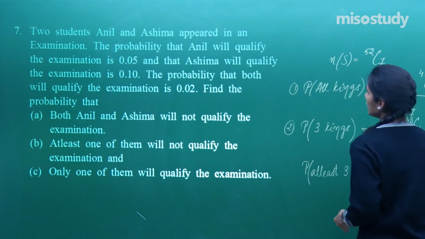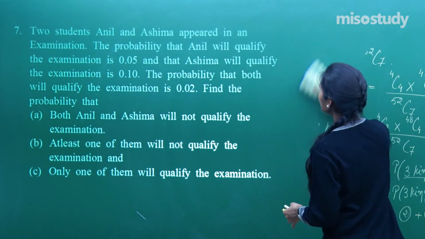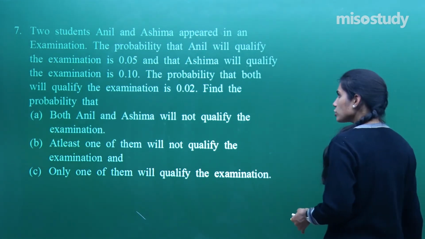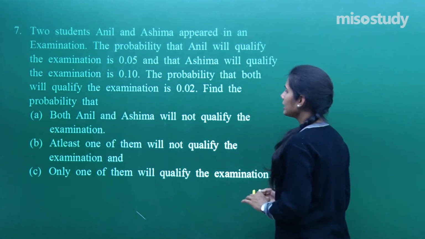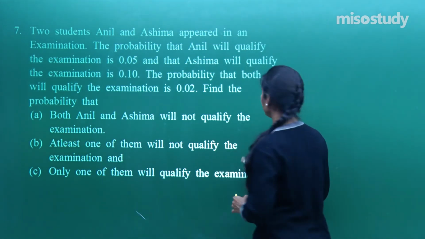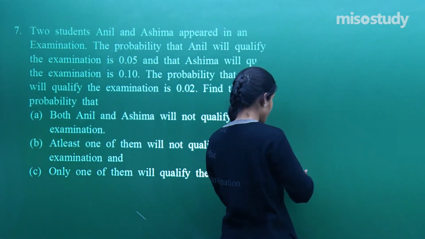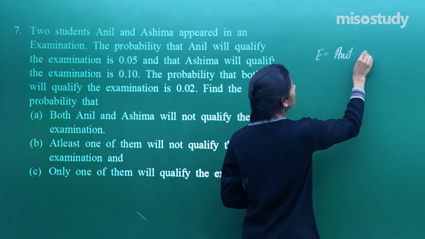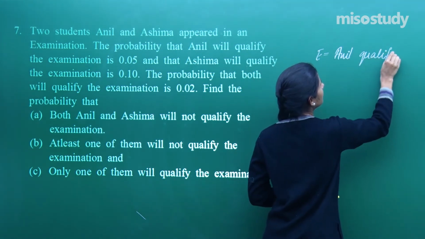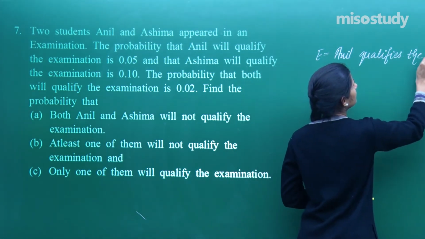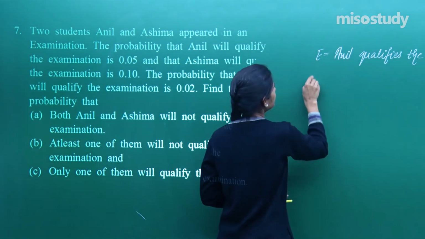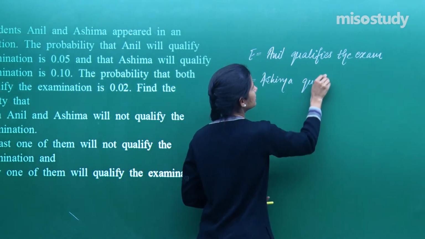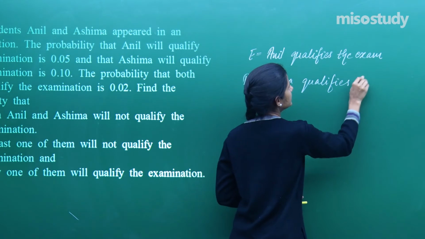Moving to the next, we have what? 2 students, Anil and Ashima, appear in an examination. The probability that Anil will qualify the exam is this. Ashima qualifies is this. Both will qualify is this. Find the probability that Anil and Ashima both will not qualify the examination. So event E, let me take event E, that Anil qualifies the exam. Fine. And let me take F as Ashima qualifies the exam.